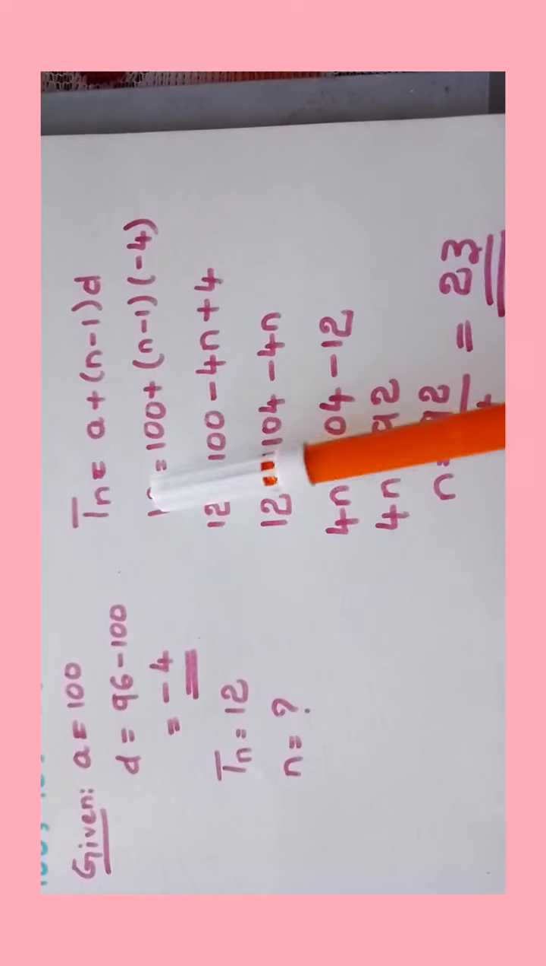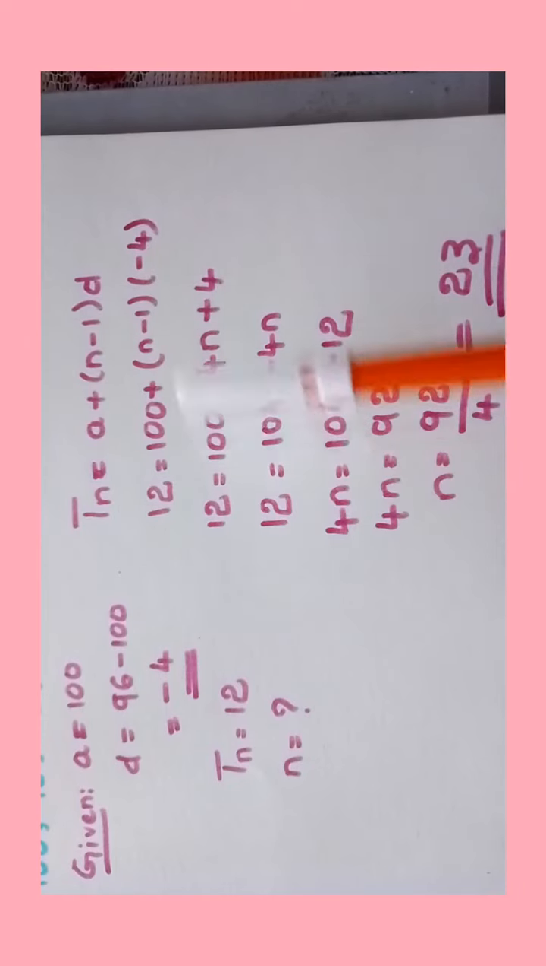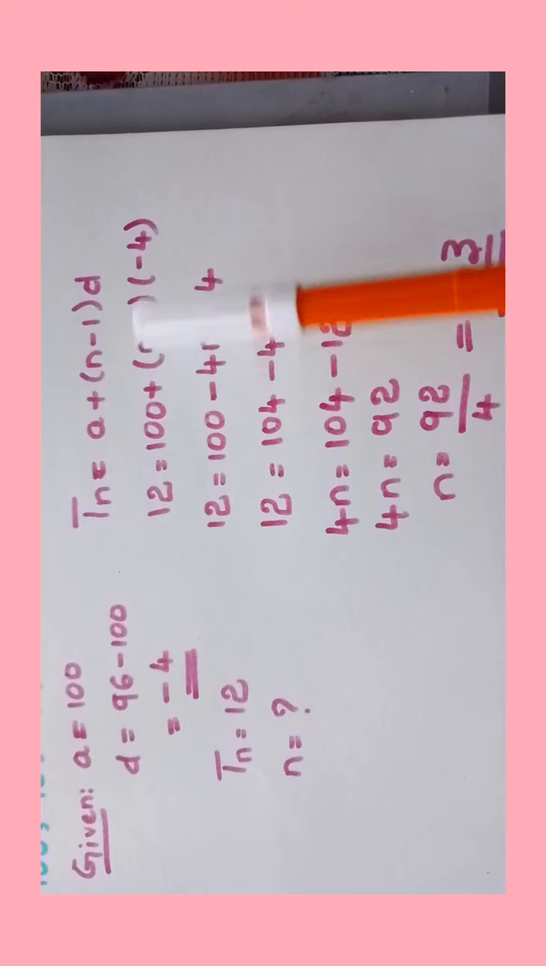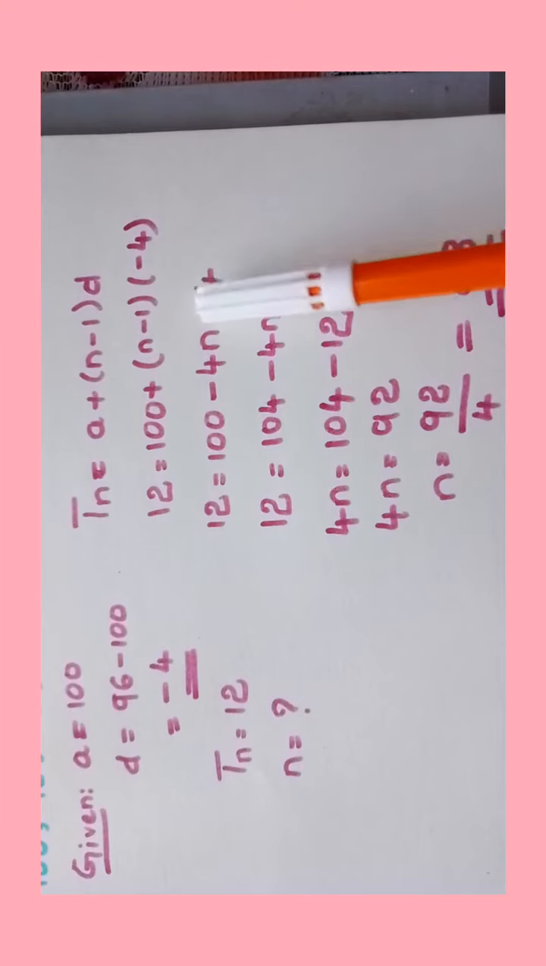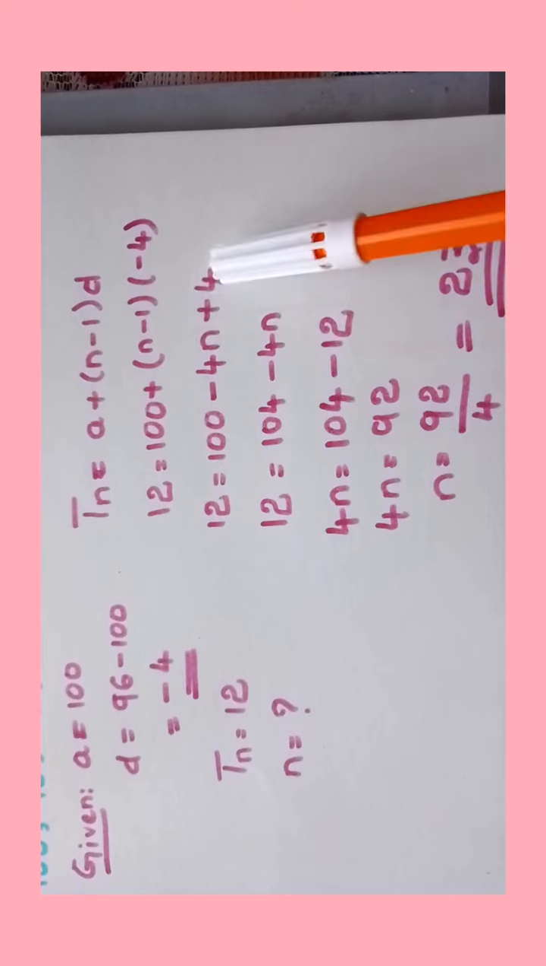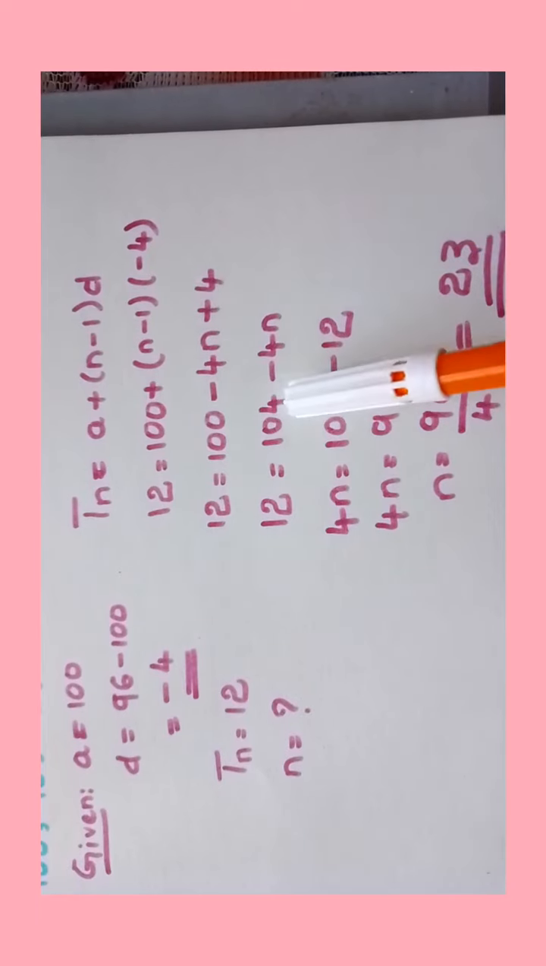Now let's solve. 12 we write as it is, equal to 100. Here plus into minus is minus. N into 4 is 4n. Next, minus into minus is plus. 1 4s are 4. Next is 100. 100 plus 4 is 104 minus 4n.